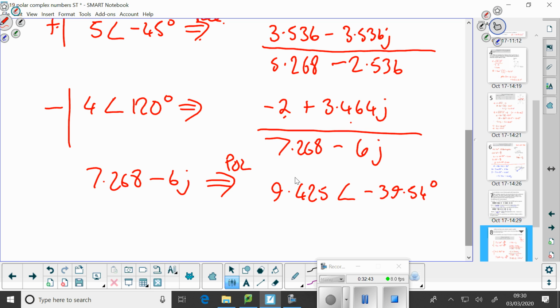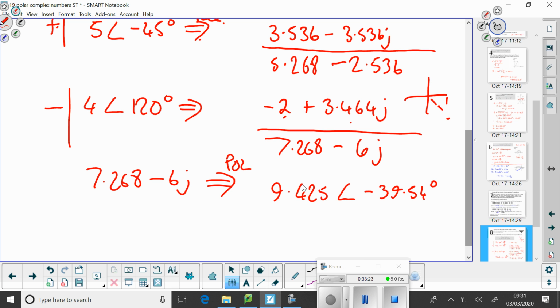Yeah? And this is where it's useful to be able to think about what quadrant that rectangular number is in. That's got a positive real part, negative J part. It must be down in the fourth quadrant. Yeah? Positive real part, negative J part. Must be somewhere in here. So we should get a negative angle between 0 and 90. It helps you to twig whether you got your calculations wrong, whether you missed that negative sign out in the conversion.